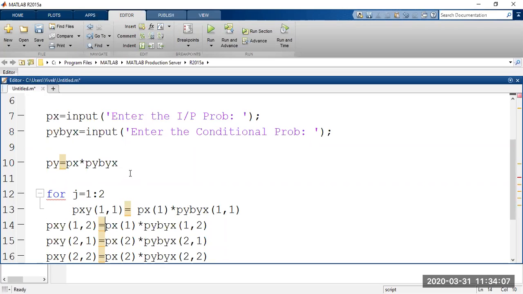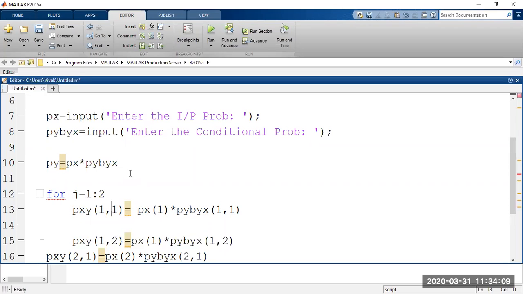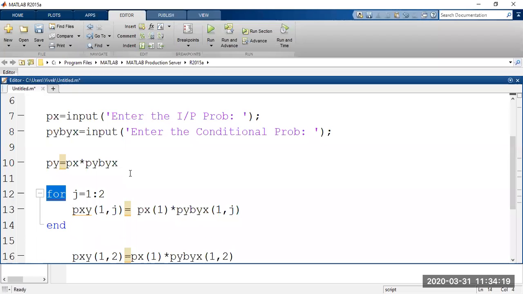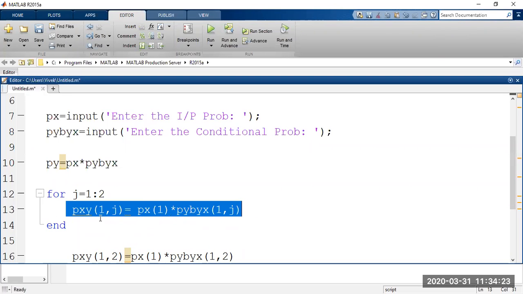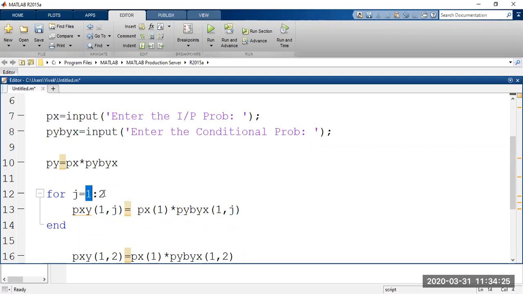So I can just replace this 1 by j because my value is changing. So this is j. For the first row, my value will be calculated as j is equal to 1 to 2. So for the first value of j, my P of xy will be 1 comma 1, P of x1, then Py by x 1 comma 1. Now the next value of j will be 2, so it will be 2, and this will be 2 also.